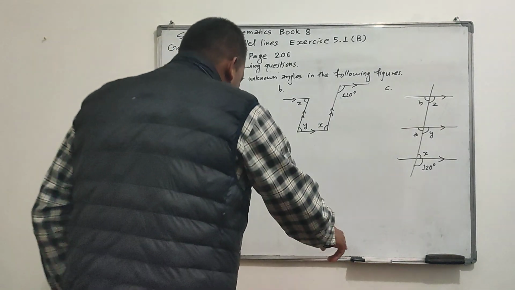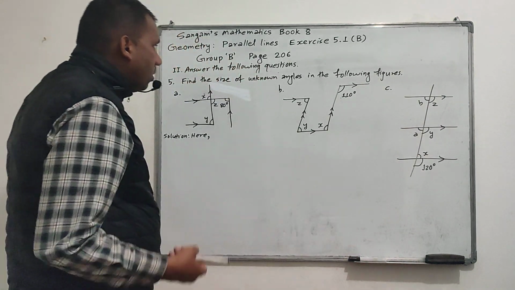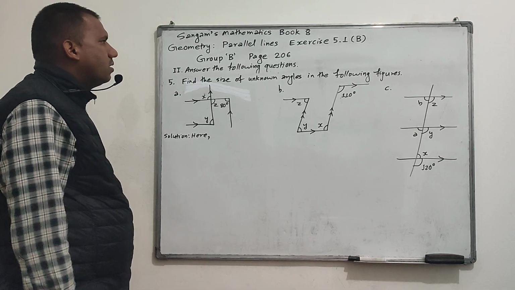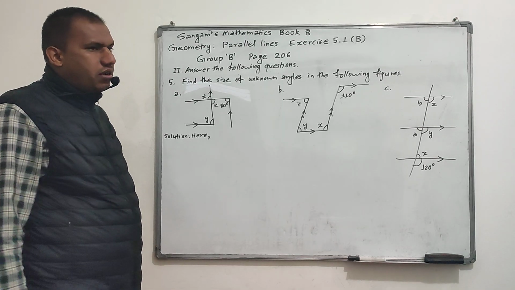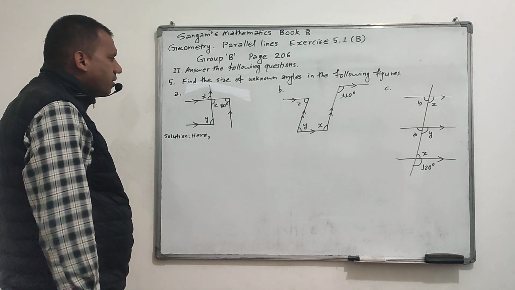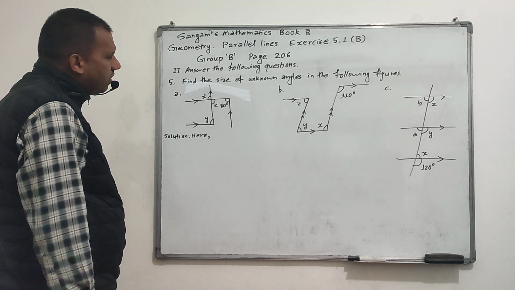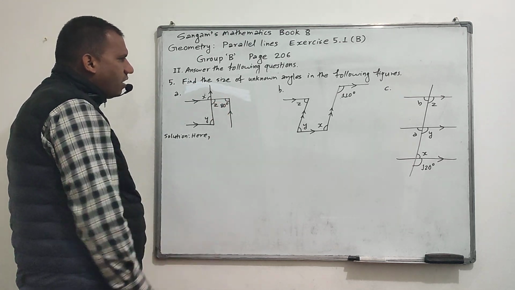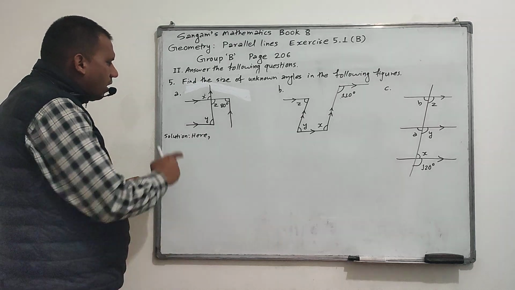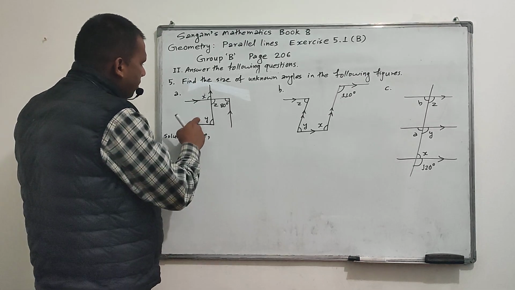Okay, good morning students. Today we will do some questions from Sangam's Mathematics Book 8 Geometry. Topic is parallel exercise 5.1b, Group B, continue. Question number 5. Find the size of unknown angles in the following figures. Okay, we have to find the values of x, y and z.